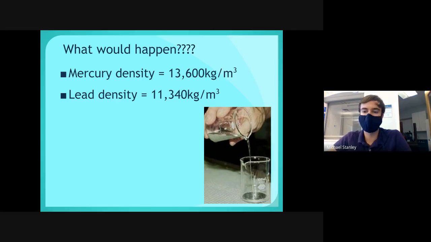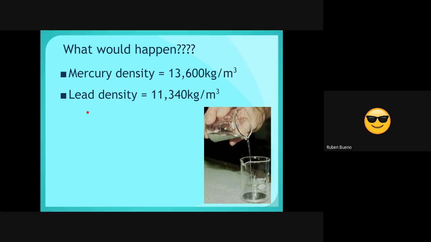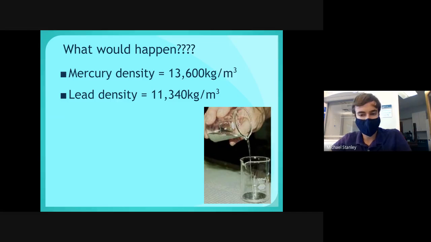All right, Shannon says sit in the middle. Any other guesses? I think the lead will be on top. Ruben says it's going to be on top. All right, any other thoughts? Any other guesses? Top, middle, or bottom of the lead on the mercury?